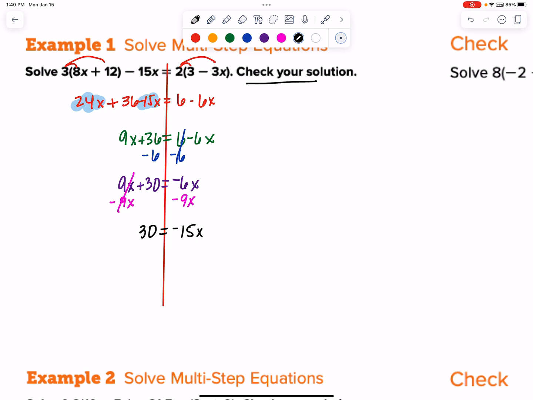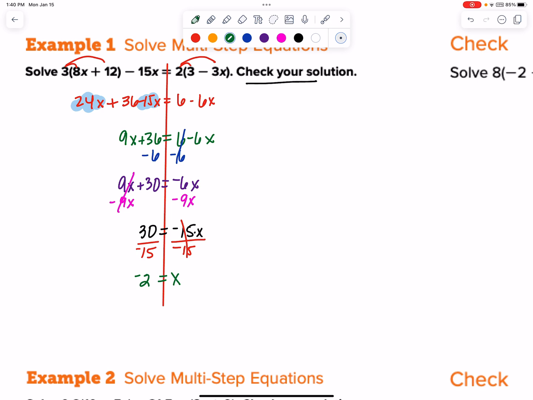So there's that, and then now we need to isolate the variable. So we have x times 15, so we'll divide 15 on both sides. Division property of equality, that goes away, and we are left with x equals 30 divided by 15 is 2, but it's negative, so there we go. We do have to check our solution.